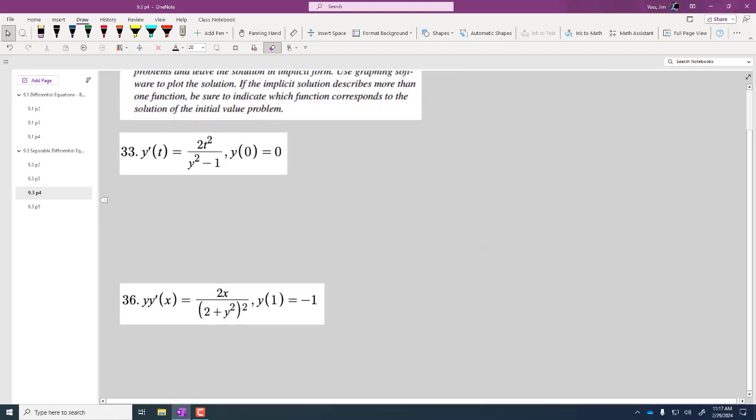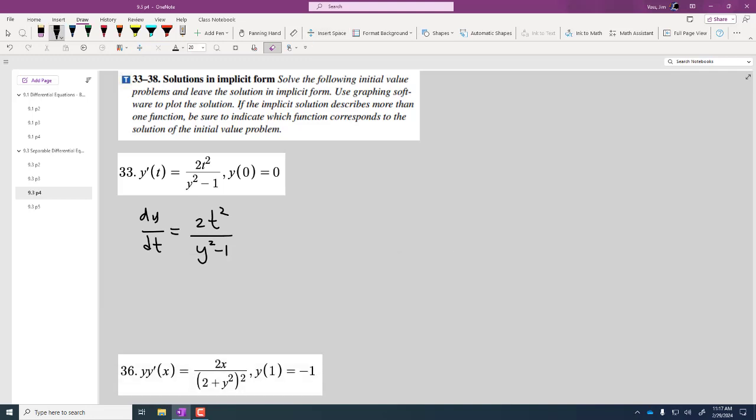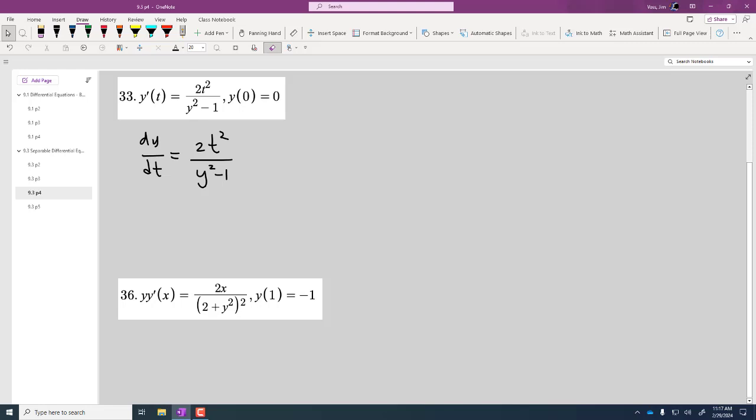So let's go ahead and look at this thing. All right, separate. Not too bad to separate. So again, let's just rewrite it in differential form first, and then we'll move stuff around. So there is our differential form instead of prime form. We're going to do some multiplication. Multiply both sides by y squared minus 1. Multiply both sides by the dt. And then integrate.